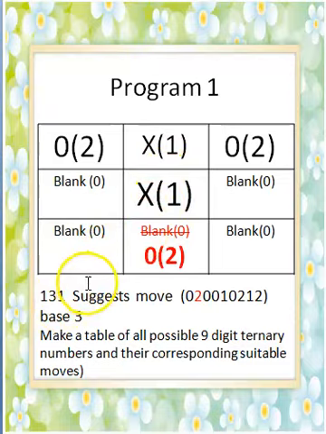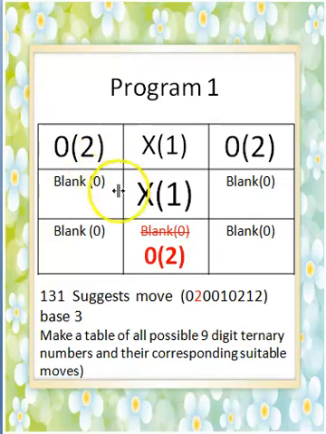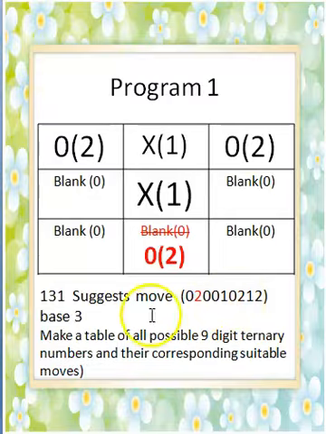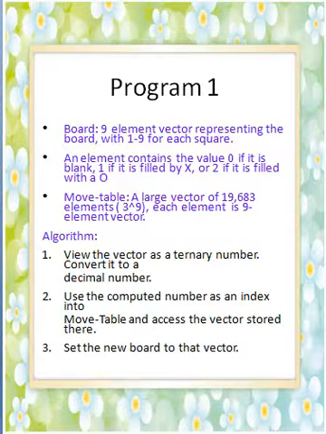Now we will use a similar method, and for all the possible board positions, whatever configurations are possible with 0, 1 and 2, we will make an exhaustive table, store their decimal conversions, and what moves are suggested, that we will store in a move table. So we will make a table of all possible 9-digit ternary numbers and their corresponding suitable moves. And using this table, the computer will select its move. So this is program 1.